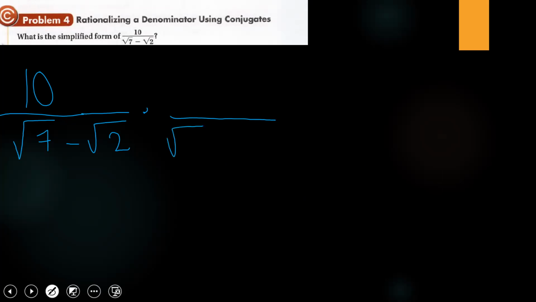You have to write the same numbers, the square root of 7 and the square root of 2, but you have to put a plus sign between them. So if you have a minus, you have to put a plus sign between them. Then, since I multiplied the denominator, you have to multiply the numerator. Okay, is it clear? Yes. Yes, miss. Okay.